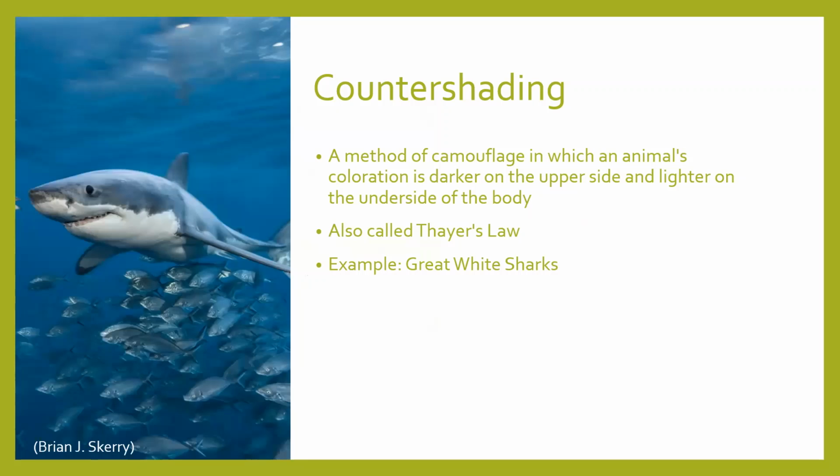From an aerial view, the dark dorsal side of the shark blends in with the dark depths of the ocean. By using countershading, the shark can hide whenever ambushing prey. When looking from the ventral side, or the underside, their white belly blends in with the bright surface of the ocean.